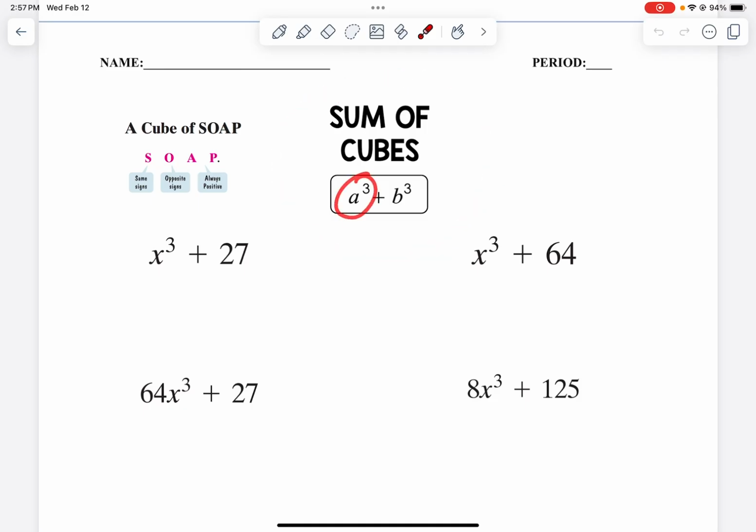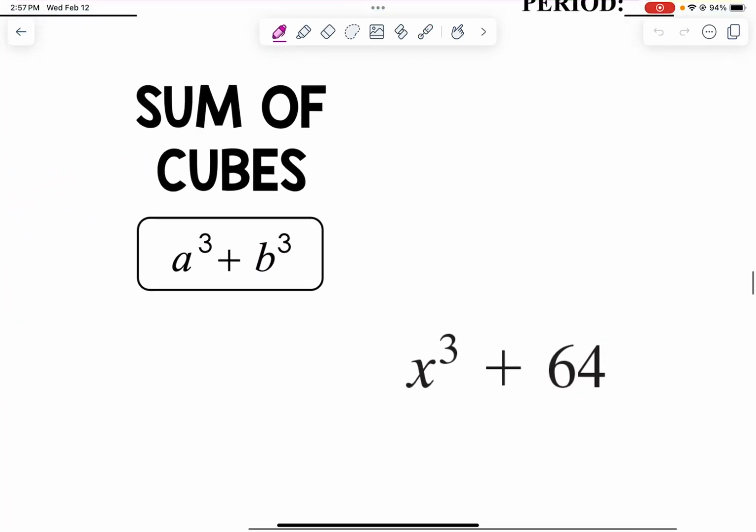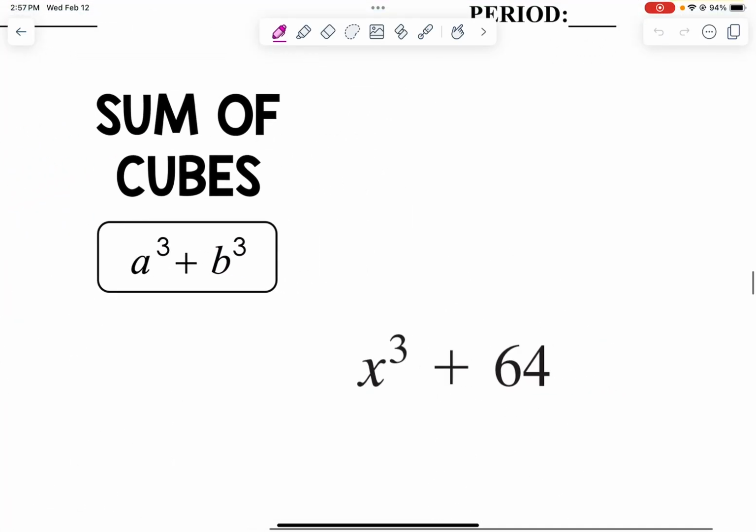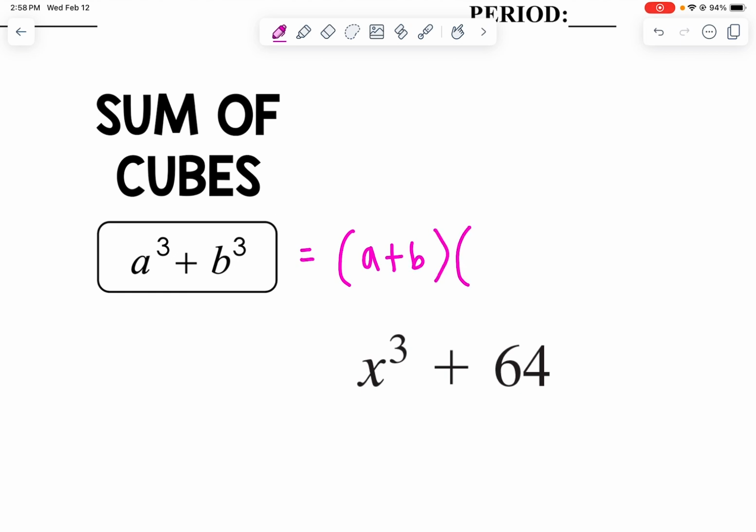Notice here we have 2 terms, and this time we have an addition sign in between. So here, I just want you to write down this formula. I don't expect you to memorize it, but I do expect you to know how to apply it. So in order to factor this out, this is the equivalent of saying parentheses a plus b, close the parentheses, multiply by whatever the a is. We're going to square it.